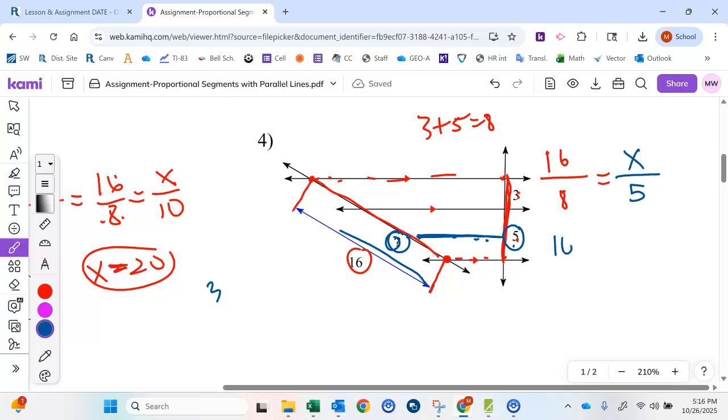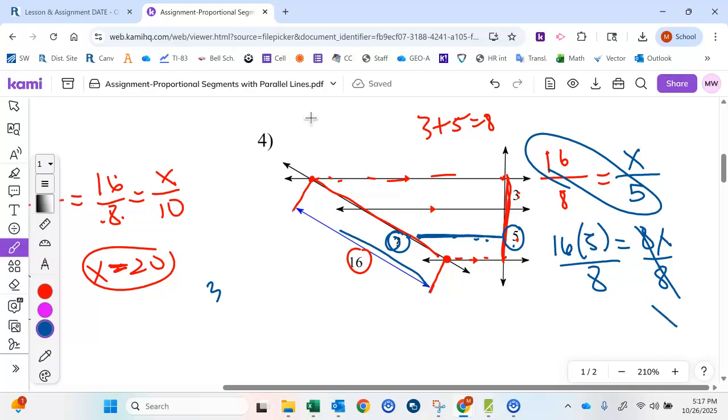So 16 times 5, right, cross multiplication, equals 8 times x divided by 8. X equals, this is the 2, so it's going to be 10, okay? So x equals 10, okay? So that's how these work, okay?